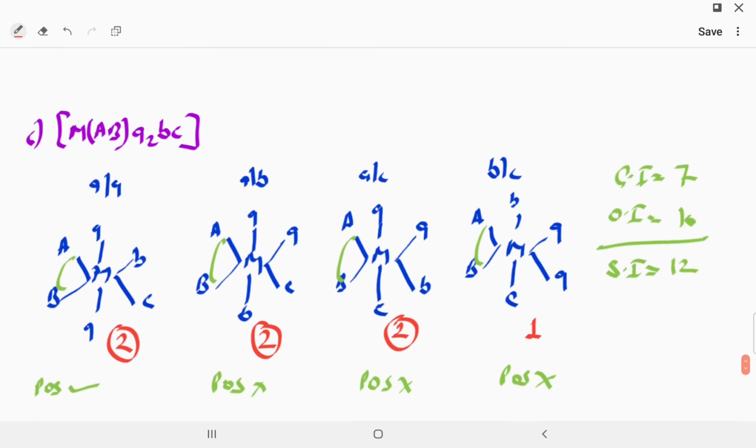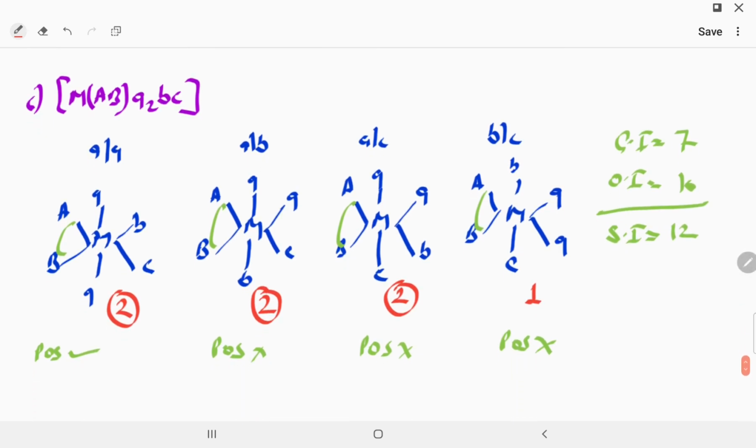Now next case, MAB A2BC, MAB A2BC. In this case you are able to see that AA trans, AB trans, AC trans, BC trans. Okay, AA trans, AB trans, AC trans, BC trans. Okay, now each case first I am writing. Okay, please understand. Wait a minute.